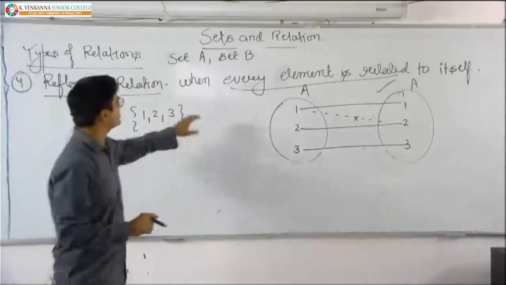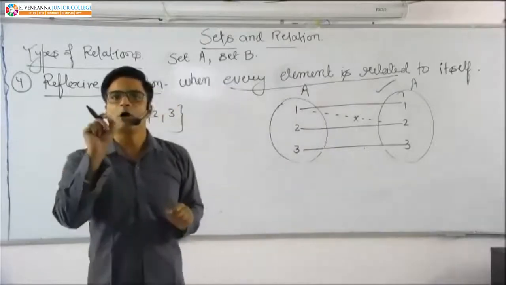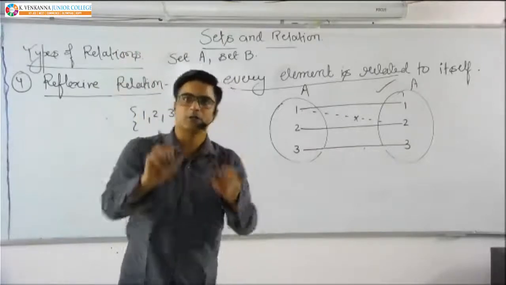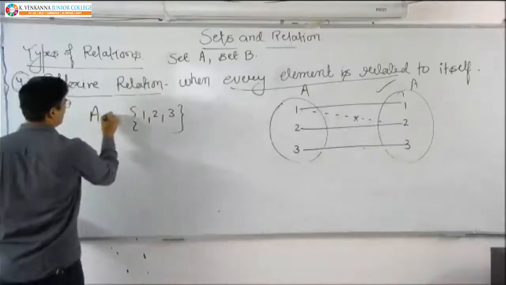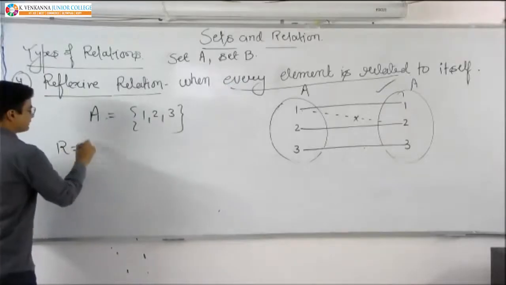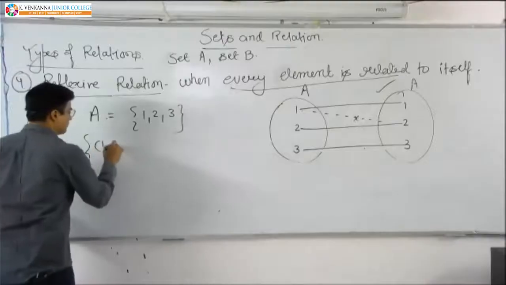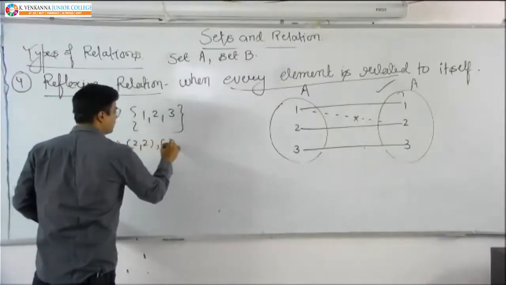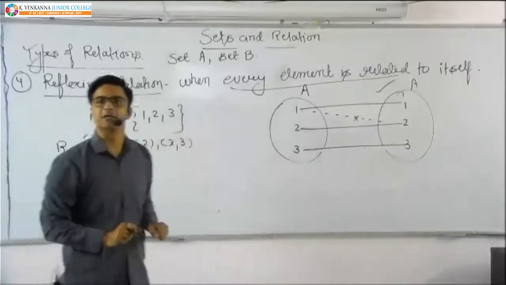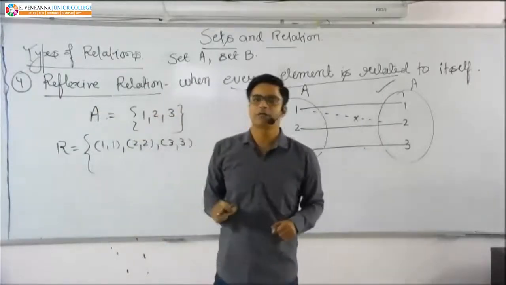That means, what does this mean? Every element is connected to itself, but we are not restricting it. It can be connected to other elements also. Try to understand this. Let's say this is your A. Now, if I define a reflexive relation, every element is related to itself. That means 1 comma 1, 2 comma 2, 3 comma 3. This much is essential, at least this must be happening for this relation to be a reflexive relation.